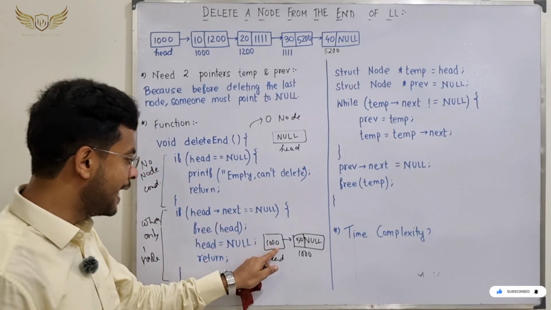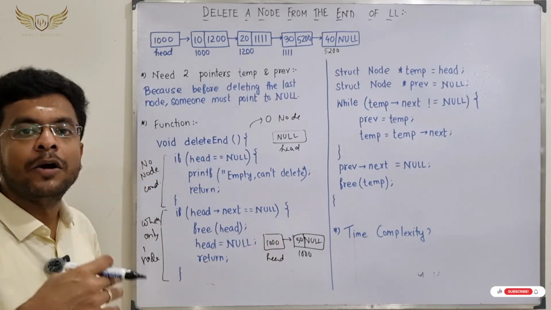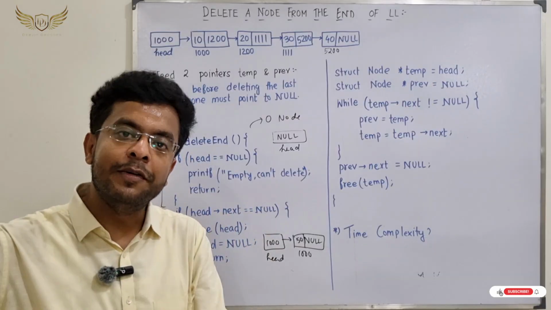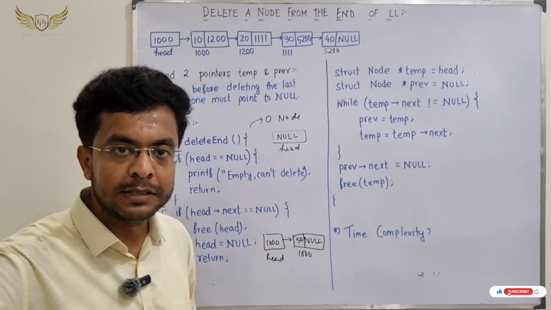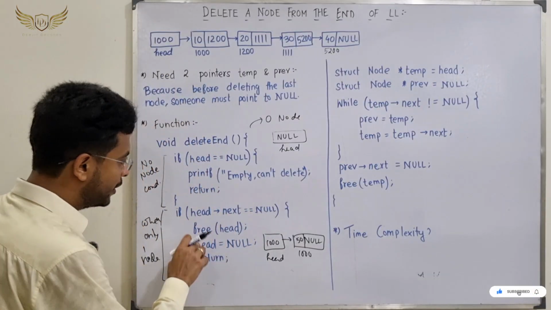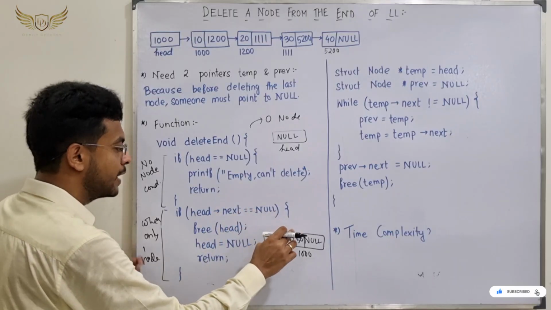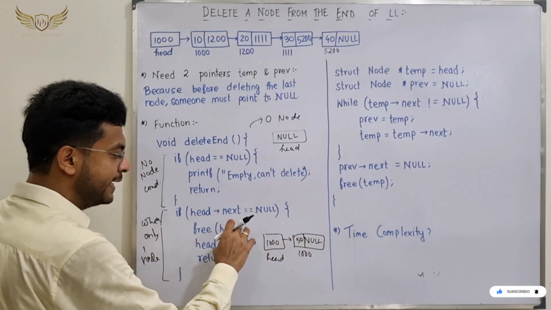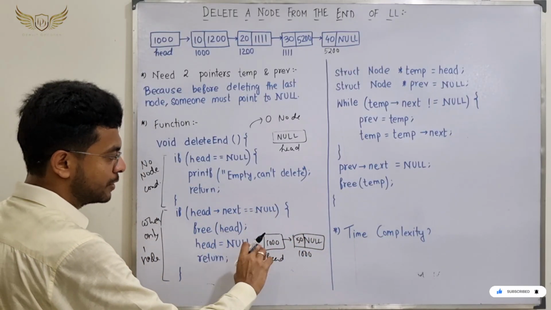So head is becoming null, and this memory location is now free, or say now available to be used for some other purposes, right? So this is what we are doing. Whenever head arrow next equals to null, if there is only one node, we are freeing the head, as well as making head equals to null.